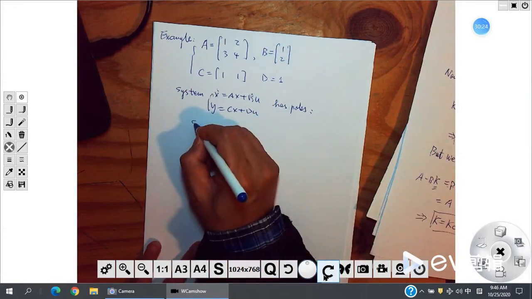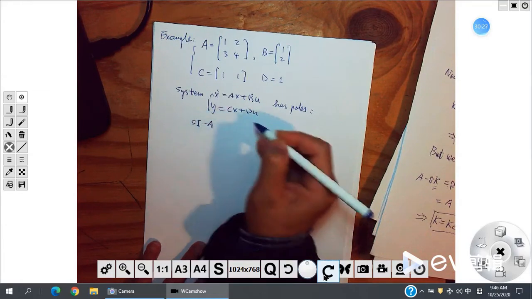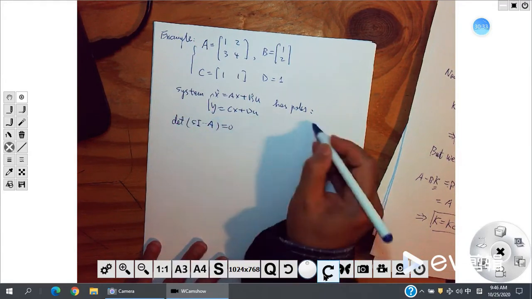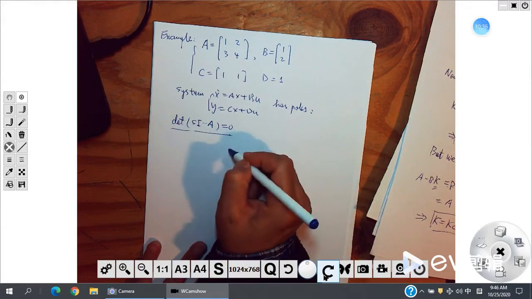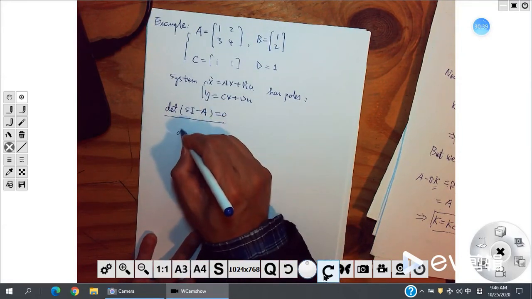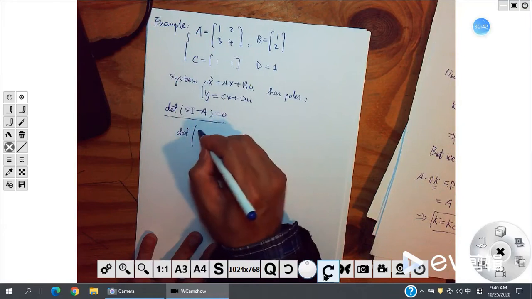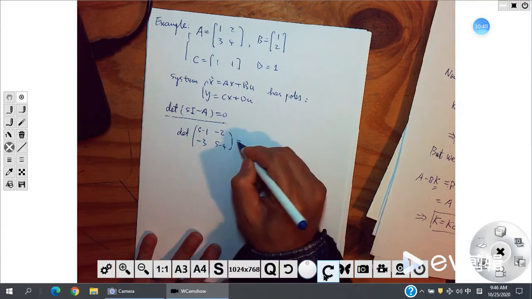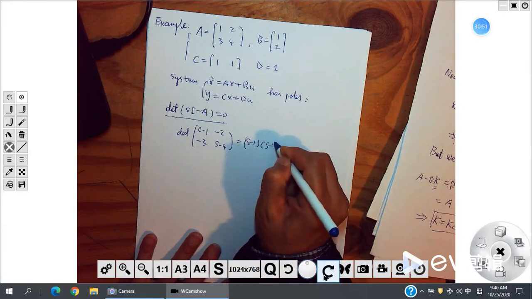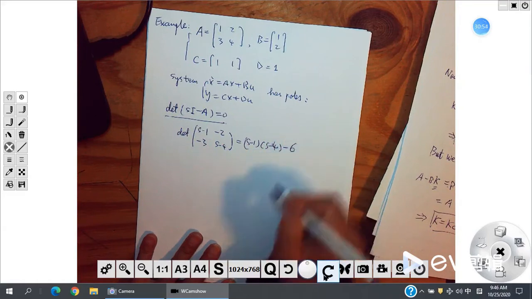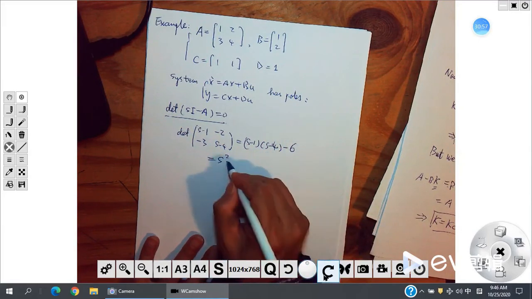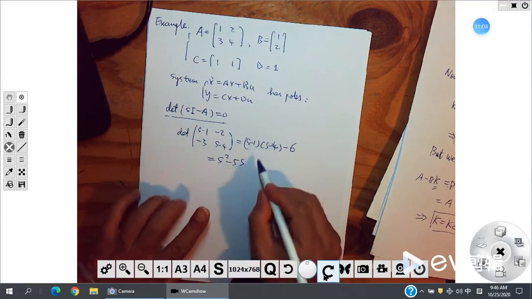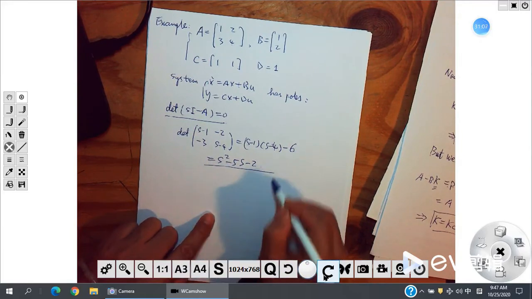We need to consider the determinant of sI minus A. Those poles will be the solution of this. So the determinant of sI minus A will be s minus 1, negative 2, negative 3, s minus 4. So this is s minus 1 times s minus 4 minus 6. So it is s squared minus 5s plus 4 minus 6. So it's minus 2. Right?